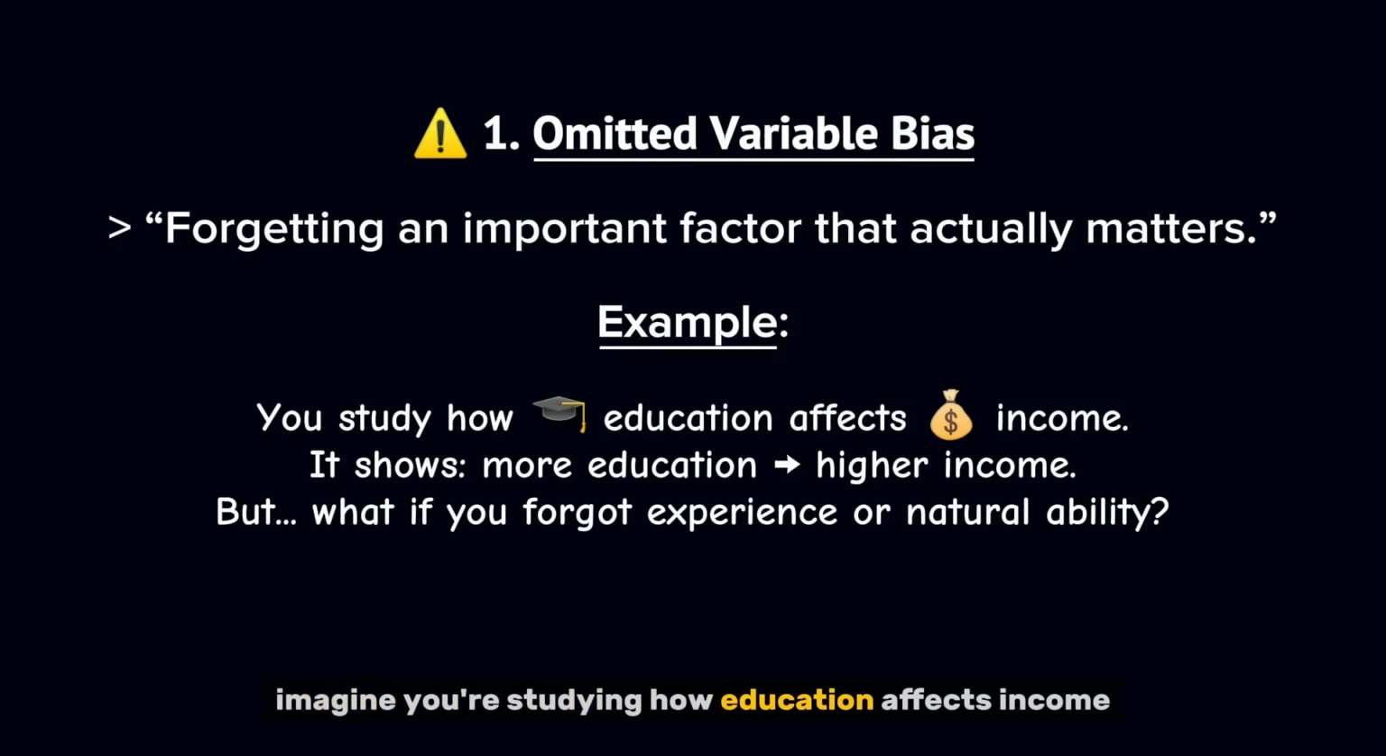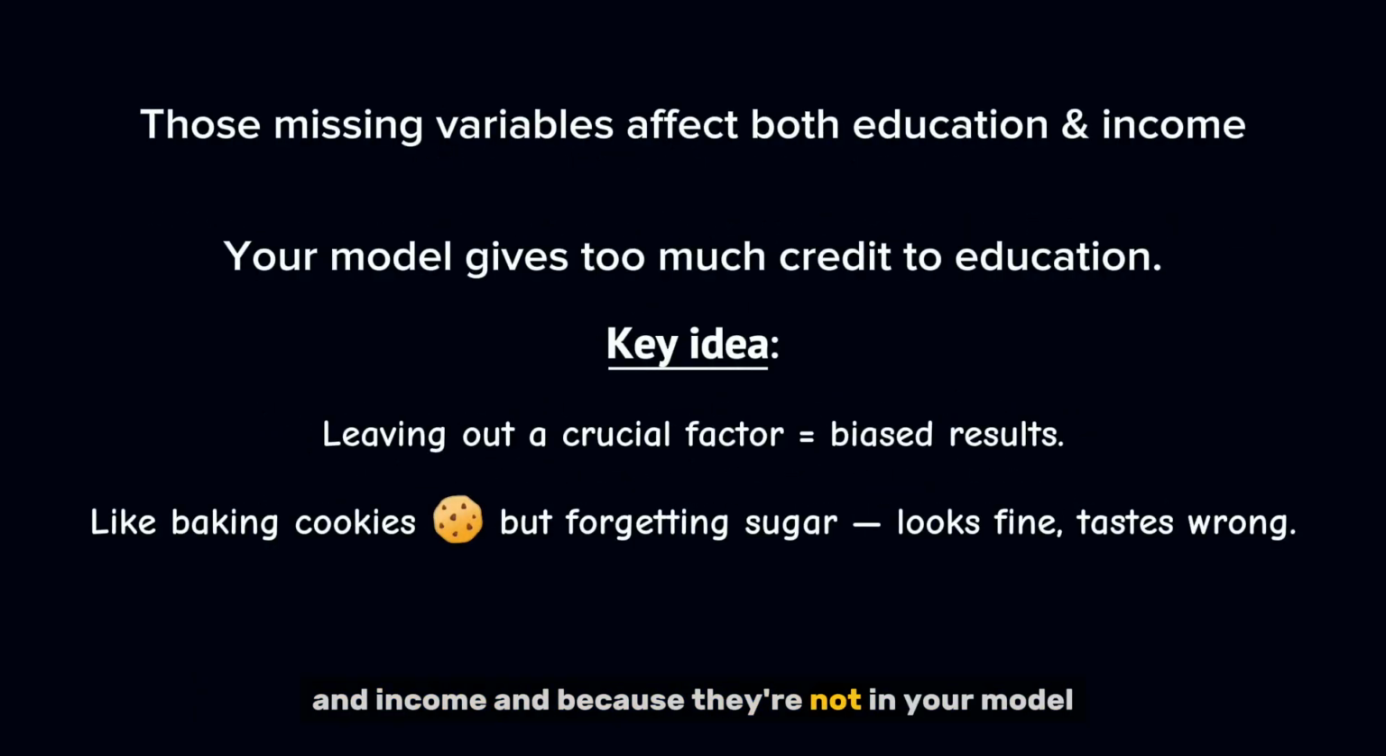Imagine you're studying how education affects income. You run the regression, and it shows that people with more years of education earn higher salaries. Great, that makes sense. But what if you forgot to include another important factor, like work experience or natural ability? Those missing variables are secretly influencing both education and income. And because they're not in your model, your results end up biased, giving too much credit to education for something partly caused by experience or talent. That's omitted variable bias, forgetting an important factor that actually matters. It's like baking cookies but leaving out sugar, then wondering why the taste feels off.